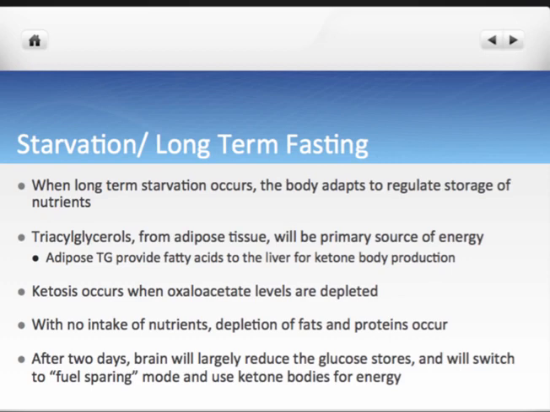Ketosis occurs when OAA levels are depleted, and we see that because we have no intake of nutrients, we have a depletion of both fats and protein stores. And then after 2 days, the brain, like I said, is going to switch over from using glucose stores to become a more fuel-sparing organ, and it's going to focus on using ketone bodies as its main source of energy. Like I said, all of this is meant to show how everything that we've talked about connects.